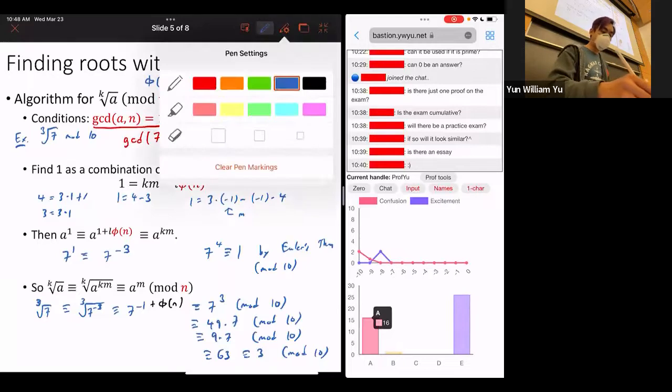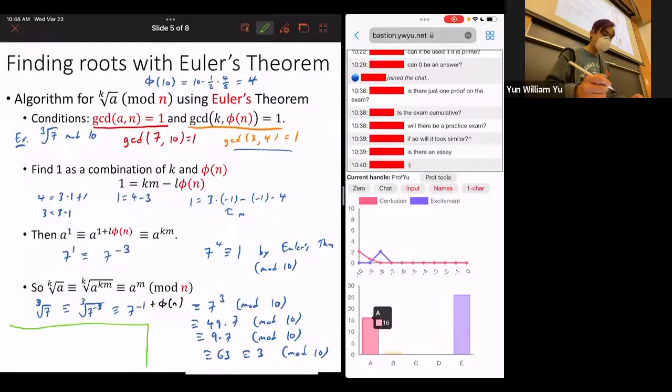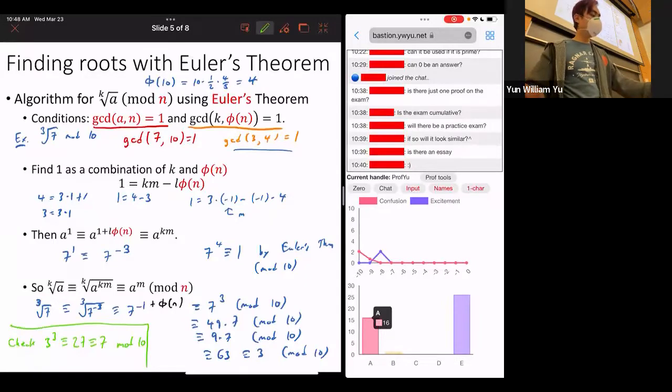And often it's useful to check. So if you're going to check, you can check that 3 cubed is congruent to 27, which is congruent to 7 mod 10. And so 3 is really a cube root of 7 mod 10. Okay, does that make sense to everyone?